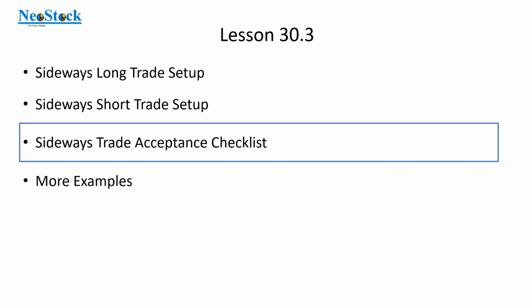We are at lesson 30.3. It is about a sideways trade acceptance checklist. And this lesson is having dependency on the earlier lessons.